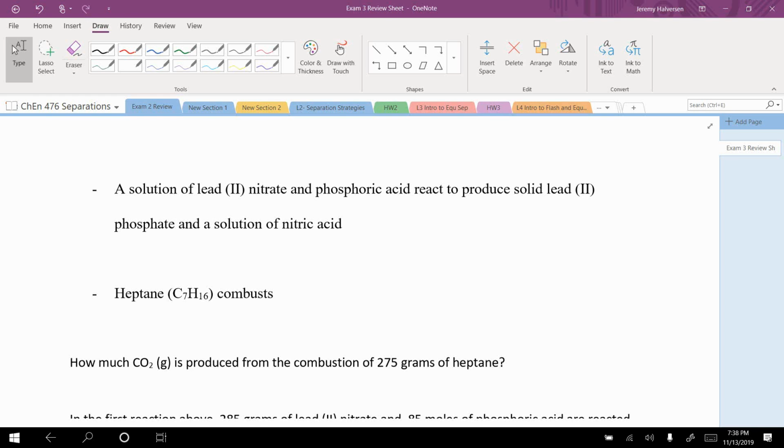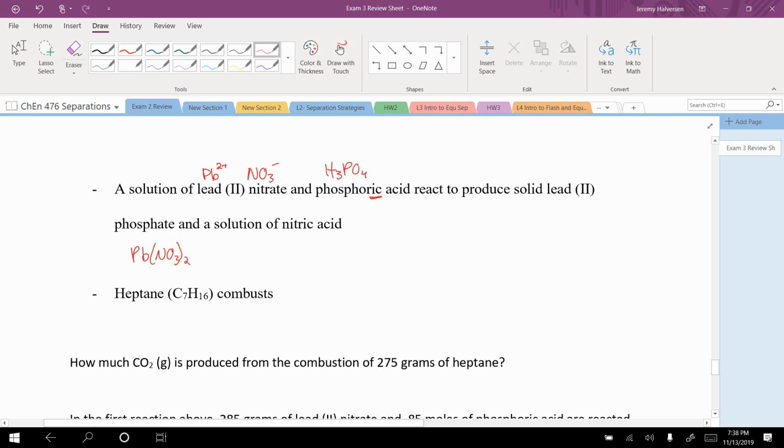I agree. So lead 2 nitrate. That means I've got Pb2 plus. That's what that 2 means, right? It's 2 plus. And nitrate is NO3 minus. Phosphoric acid came from what? Phosphate, which is PO4 3 minus. So once I make it an acid, what do I add? H3. Good job, guys.